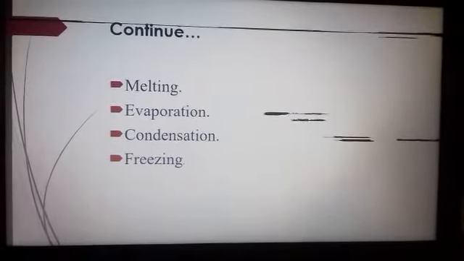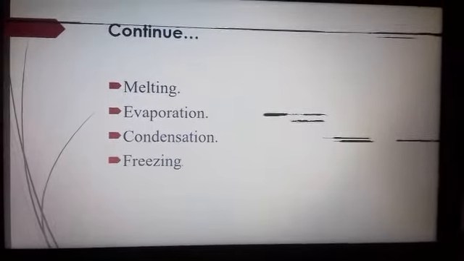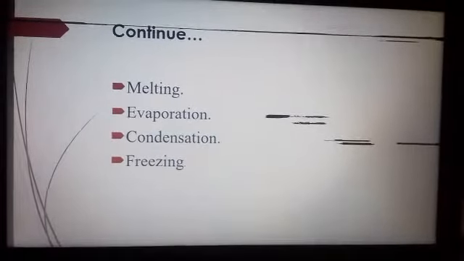We learned about the kinetic theory. The kinetic theory tells us about the movement of particles which depends upon the temperature. The higher the temperature, the faster the particles move. So these terminologies are directly related to that kinetic theory.